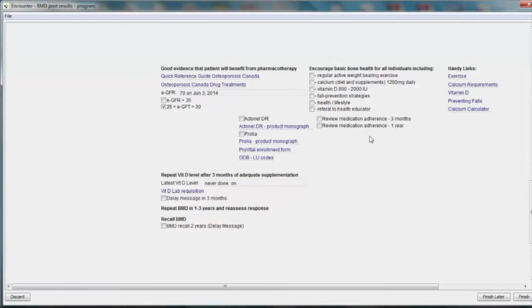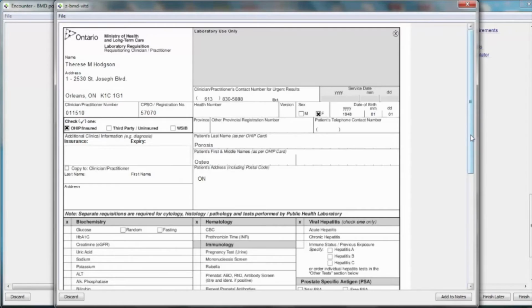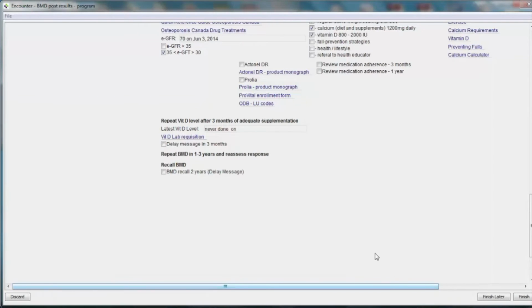we want to encourage basic bone health with exercise, calcium, vitamin D, and here we have handy links like the previous custom form. Pharmacotherapy also involves vitamin D. This Encounter Assistant pulls the last vitamin D level. And we have an automated requisition that we can add to the notes and give to the patient.